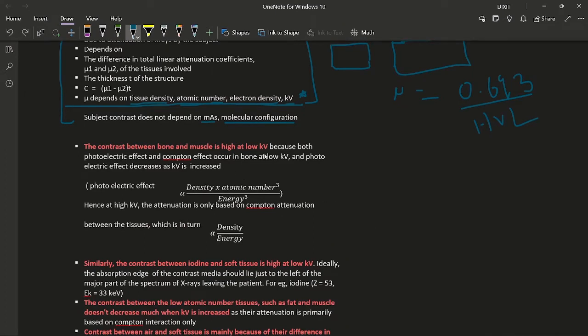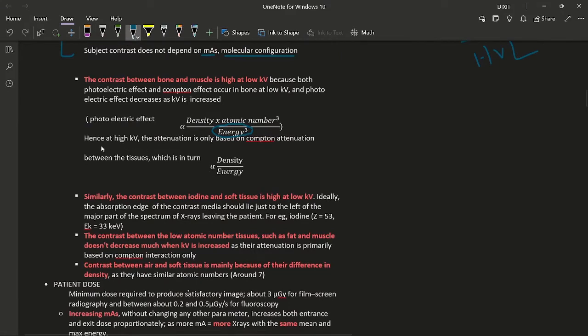The contrast between bone and muscle is high at low kilovoltage. Now this is because at low voltage, both photoelectric effect and Compton effect play an important role in bone. But the thing about photoelectric effect is that it is inversely proportional to the cube of the energy. So at higher voltages, the contribution from photoelectric effect decreases drastically. So at low kilovoltage, both photoelectric effect and Compton effect are happening for bone, but for muscle only Compton effect is happening. But at higher kilovoltages, for both bone and muscle only Compton effect is happening. So because of that, at a lower kilovoltage you are able to see more contrast between muscle and bone.